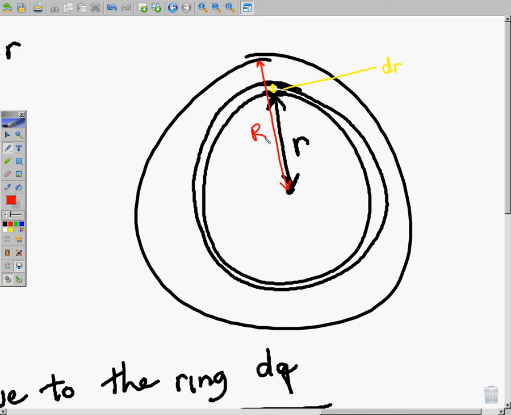But we're slicing it up into these little rings, and this ring right here, with these positive charges right here, all the charges of this infinitely thin ring, all of the charge in that ring, that is our dq.